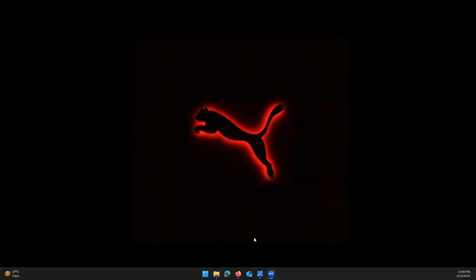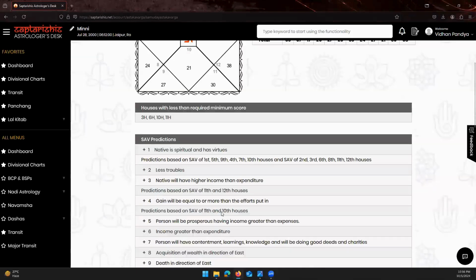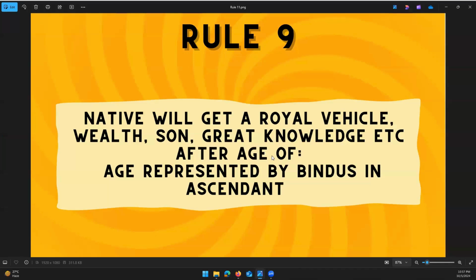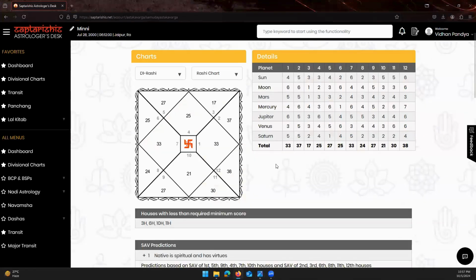Which means let's go back to this example chart. So Bindus in the ascendant is 25, right? So after the age of 25, in the 25th running year or after, this person will get results like royal vehicle, wealth, sun, great knowledge, etc. Because for the ascendant, these numbers represent the age. The Sarvashtakavarga Bindus, these numbers also represent the age.